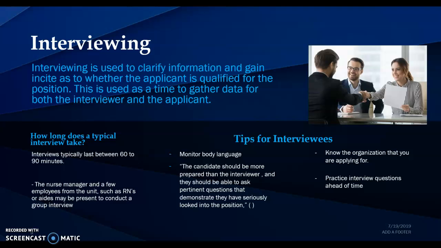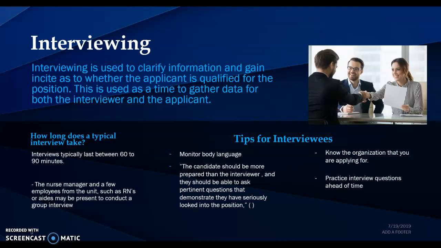So the interviewing process, most of us have already been through this, obviously, if you are working at a hospital, but interviewing is clearly used to clarify information and gain insight as to whether the applicant is qualified for the position. This is used as a time to gather data for both the interviewer and the applicant.